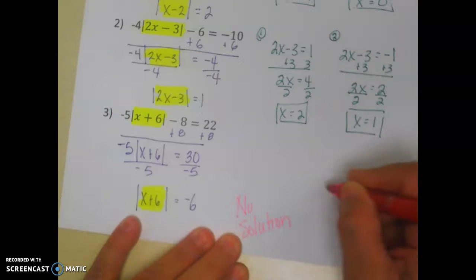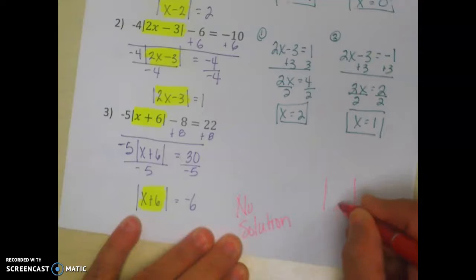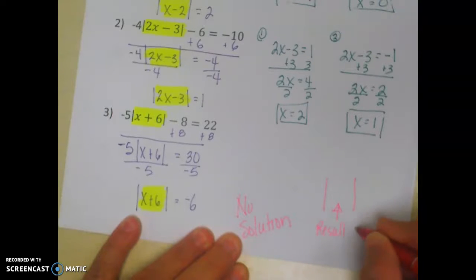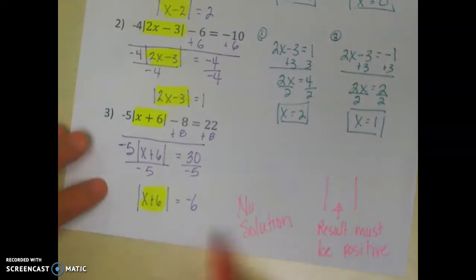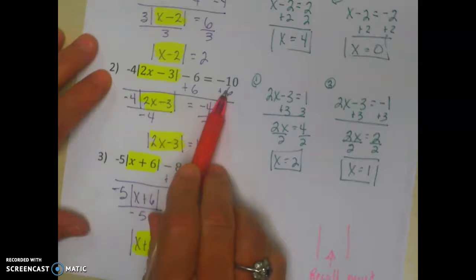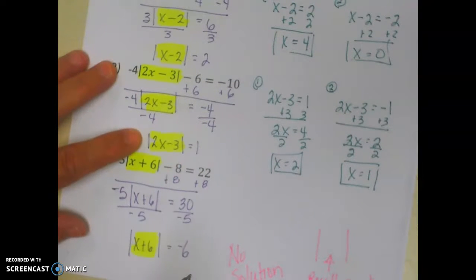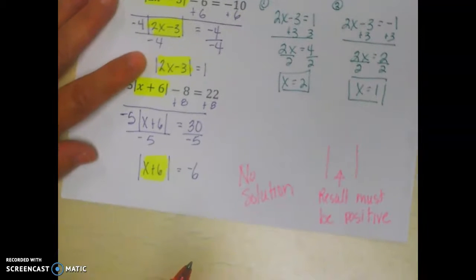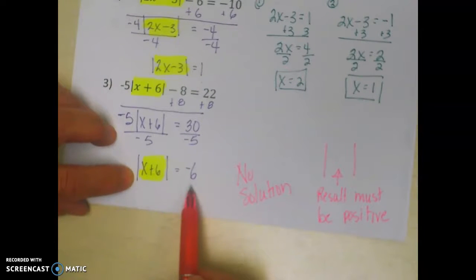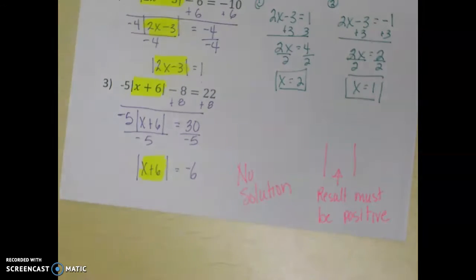And what I want to remind you is, whatever's in here, the result must be positive. But be careful that you don't make that determination until the end. Like in number 2, our original equation was a negative 10. But when we got the absolute value by itself, it equaled a positive number, so we were okay. So wait till you've isolated the absolute value. And if the isolated absolute value is a negative number, then it's no solution. And that's the end of part 1.